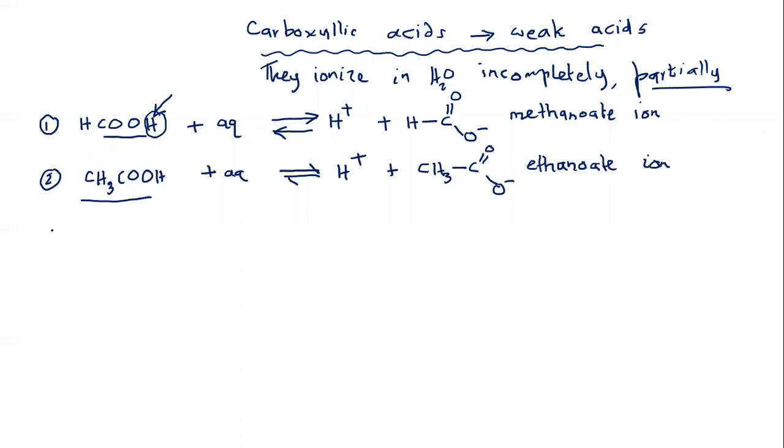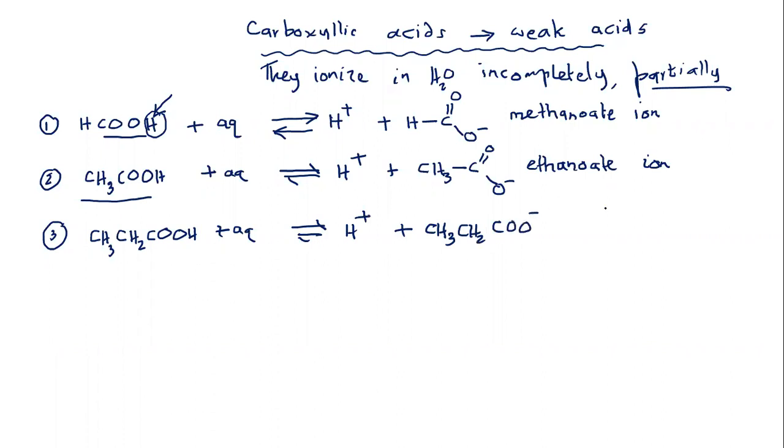And to do practice, we will go to the third one also. CH3. Between CH3 and the functional group carboxylic acid, I will add CH2. COOH. In water, it is also going to dissociate, producing H plus ion. And the carboxylate ion produced is CH3CH2COO minus. This is propanoate.